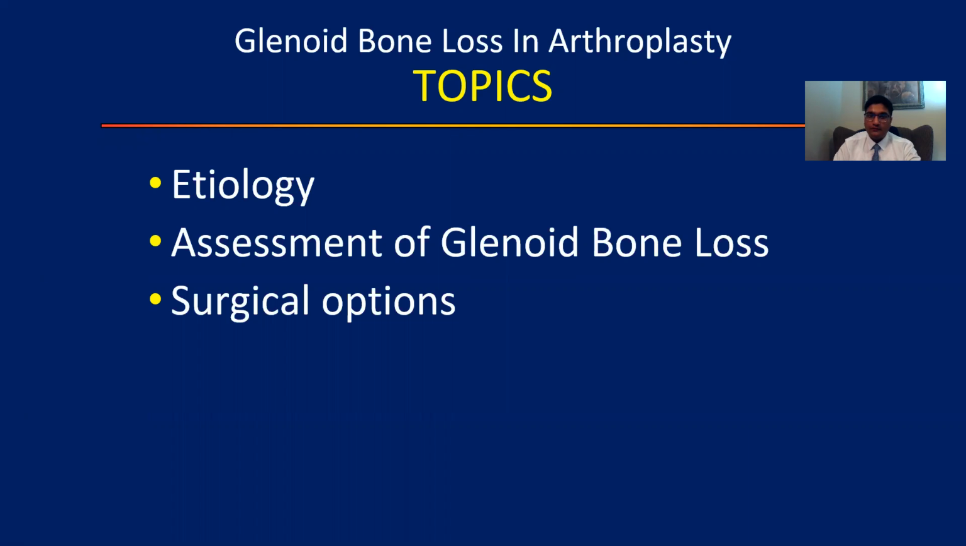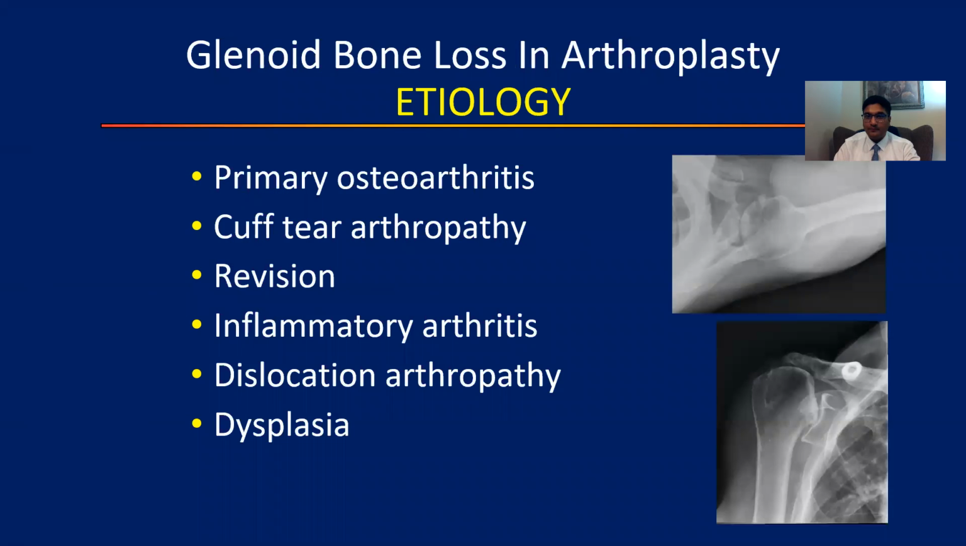First, which kinds of diseases of the shoulder present with glenoid bone loss. Second, how to assess this glenoid bone loss using CT scans, X-rays, and imaging methods before the surgery. And third, what are the different surgical options available to us to address glenoid bone loss.